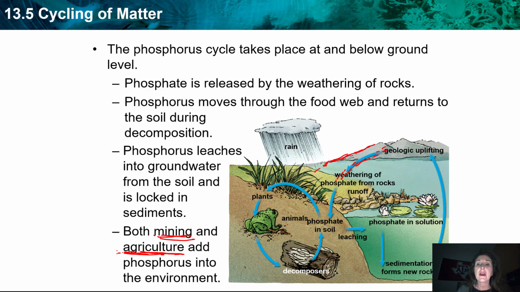Mining does the same thing, because remember, we get the phosphorus from weathering the rocks, right? Like having it rain and getting the phosphorus out of the rocks. Well, in mining, we're basically chopping up all of those rocks. So that phosphorus is going to leach into the soil in amazingly high rates.